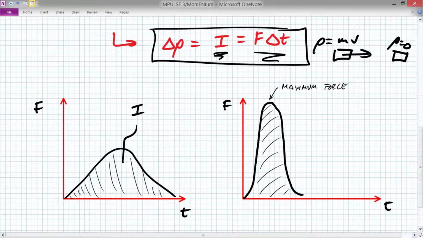So an example with nailing a nail with a hammer: you actually want to pull back the hammer as quickly as possible so that you reduce this time and therefore end up with a really increased maximum force, remembering that our impulse here, the area under the curve, must stay constant.